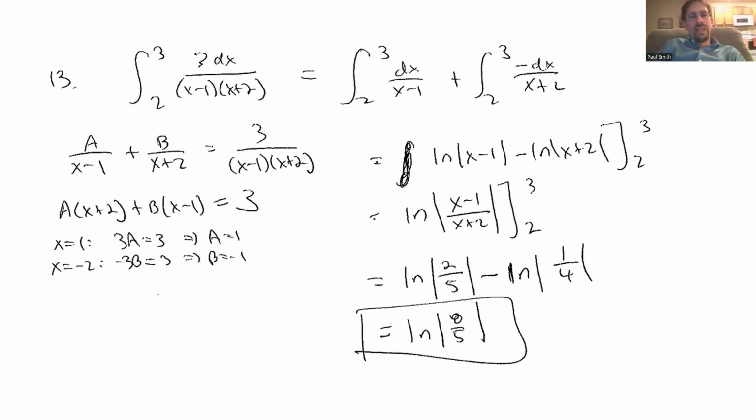Last one with the limits here. So we've got the integral from 2 to 3 of 3 dx over (x minus 1) times (x plus 2). I'm not going to go through all the details. If you want to write this down, here's the decomposition right here. A ends up being 1, so it's 1 over x minus 1. And B is negative 1, so it's negative 1 over x plus 2. So those are our two integrals right there.